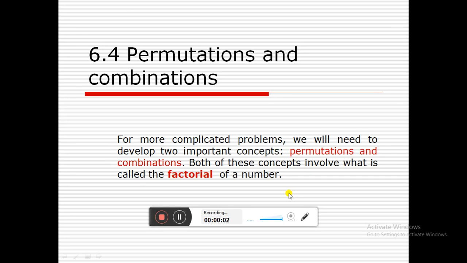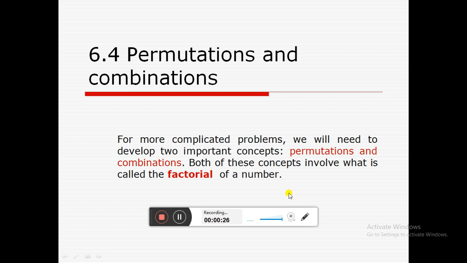Good morning, students. So here again, I am with permutations and combinations. This topic comes in chapter number 1, Principles of Counting, in BCA third semester, in the subject called Discrete Mathematical Structures.